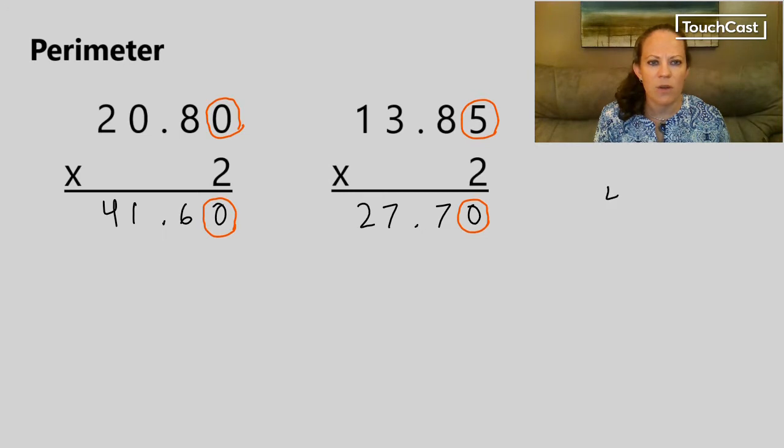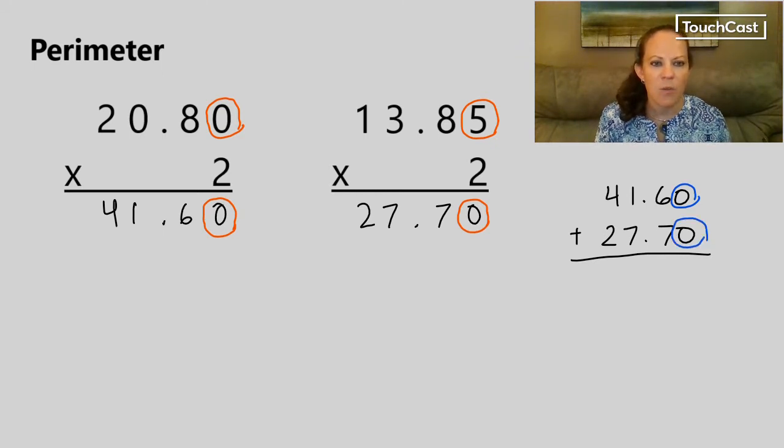So now let's go ahead and add our 41.60 centimeters with our 27.70 centimeters. And again, let me change color really quickly. Let's go ahead and circle our uncertain zeros here on the end, and then we will add our 2 values. And when I add them, I do end up getting 69.30 centimeters as my result.